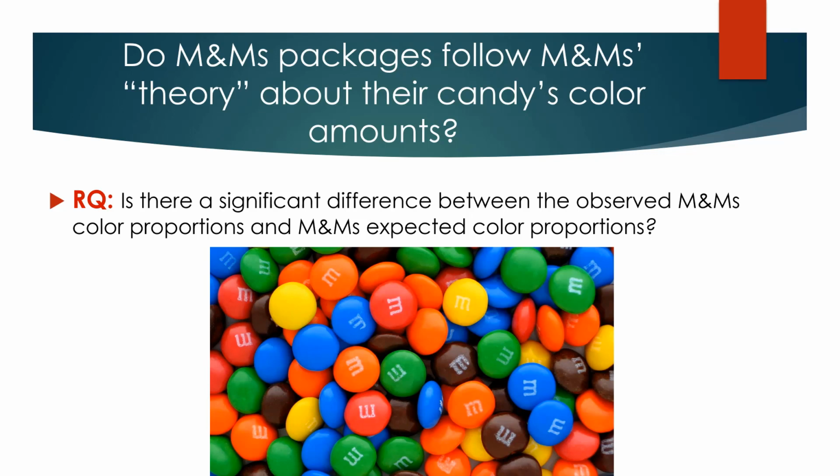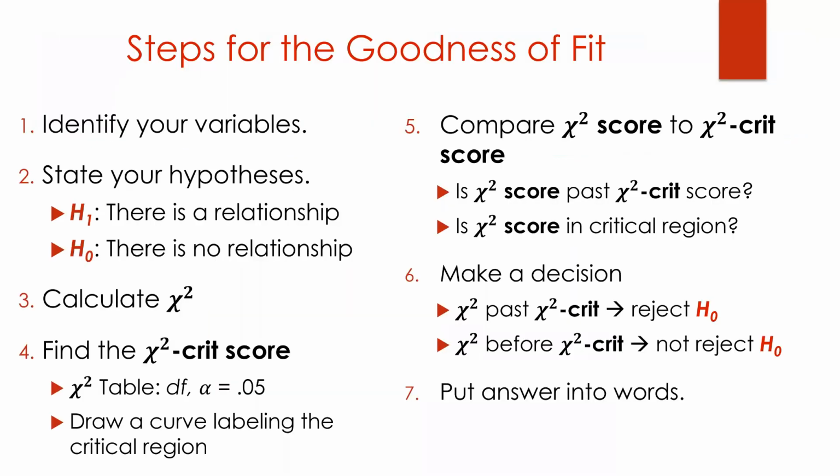We take that general question, make it more specific with the research question that says, is there a significant difference between the observed M&M color proportions and M&M's expected color proportions, right? So we want to know, is what we found significantly different from what we expected to find? Now remember, we have our same 7 steps, the same 7 steps for every stat.